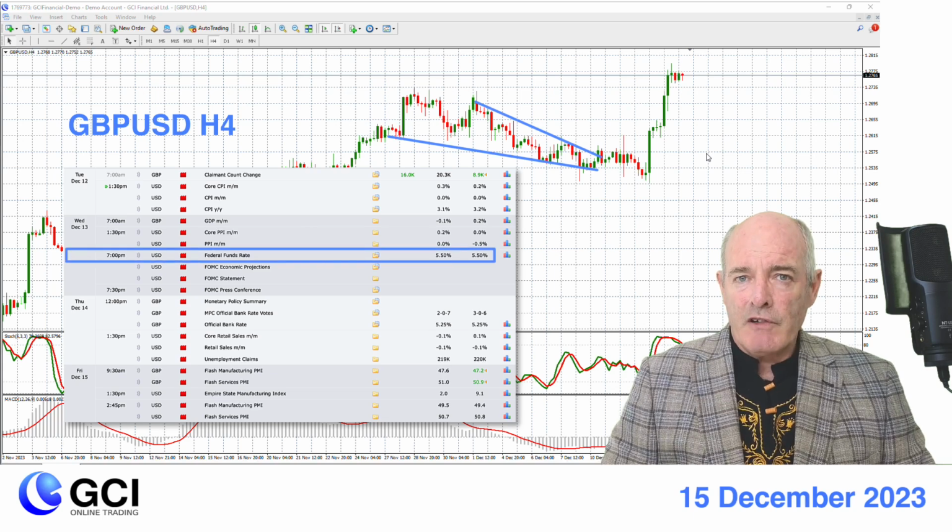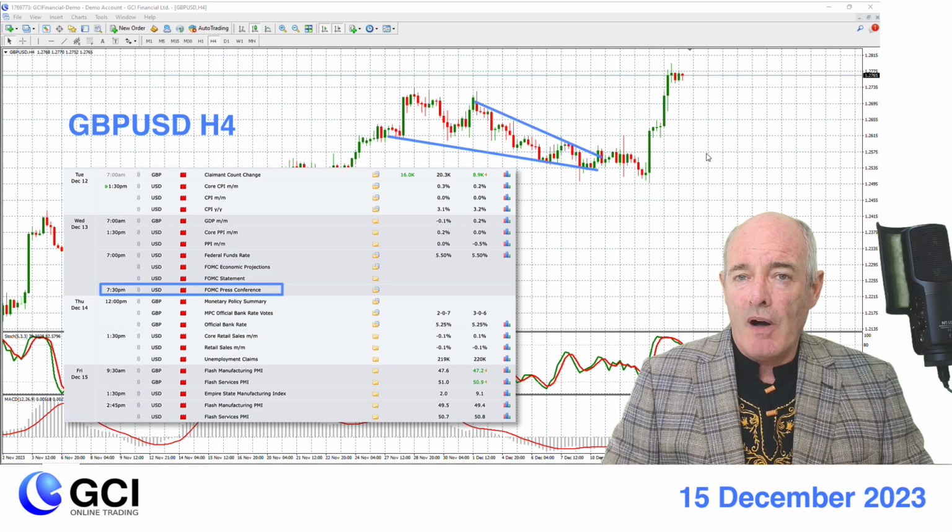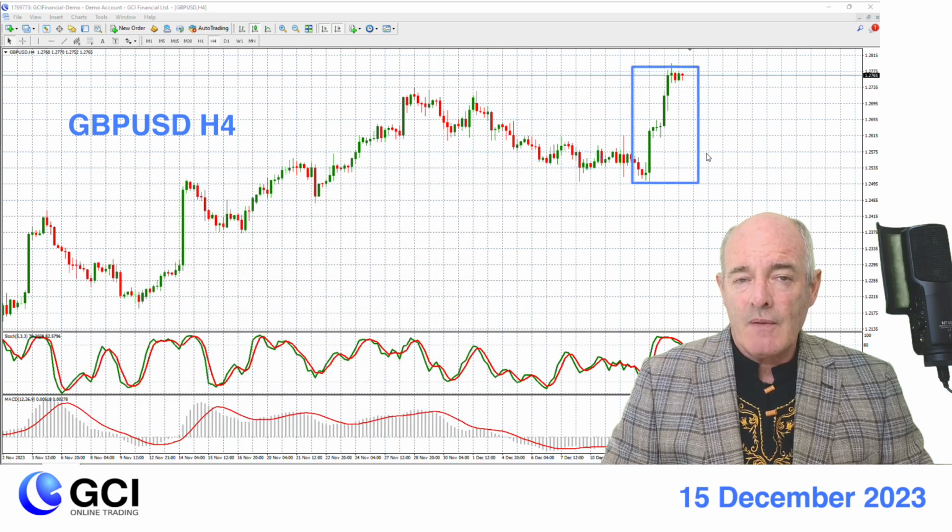The US Federal Reserve did not change their interest rate this week, but in the FOMC speech afterwards, Jerome Powell announced that they will pause and start to lower rates in 2024. Look what happened. A 270 pip move to the upside. If you missed the move up, don't worry. The idea now is to look for more opportunities on the way down.